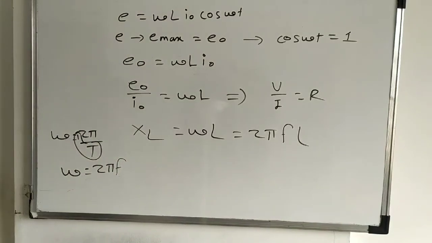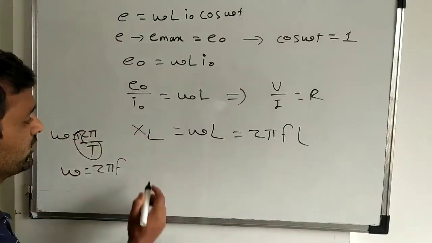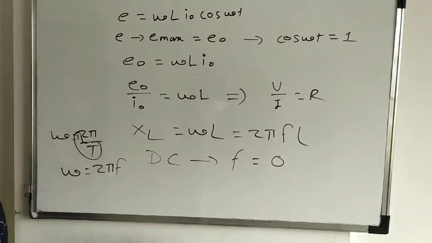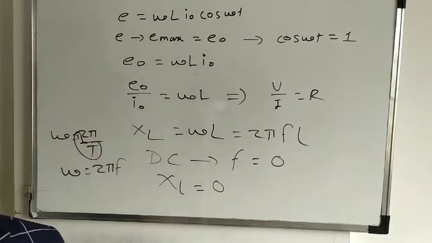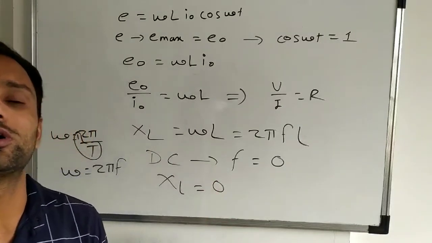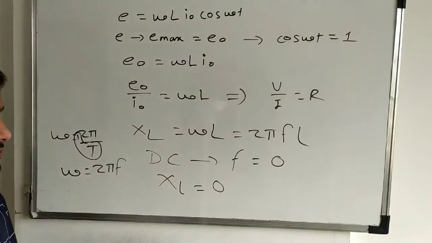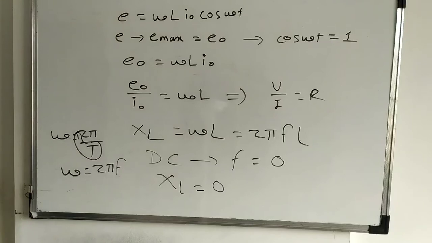This is only applicable for the AC circuit. For a pure DC circuit, the frequency of the current and the EMF is 0. Therefore, the effective opposition by the inductor will be 0. So the inductor opposition is only present if the applied EMF is alternating. Otherwise, for DC, the frequency is 0, so the inductor opposition will be 0.